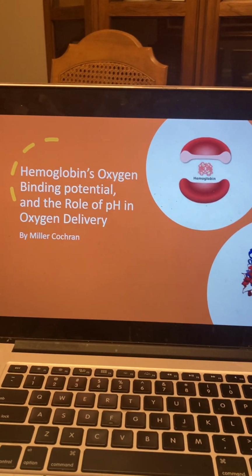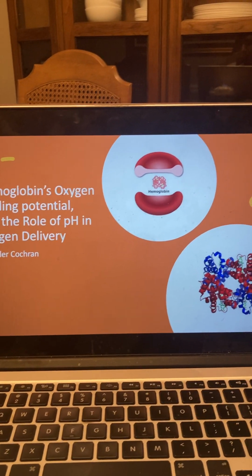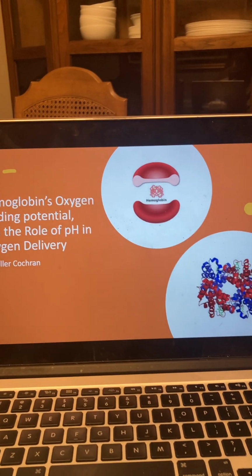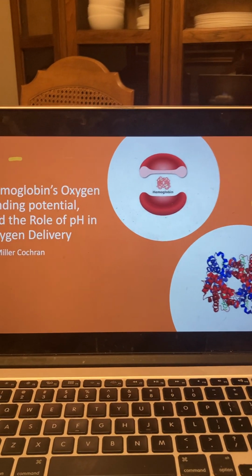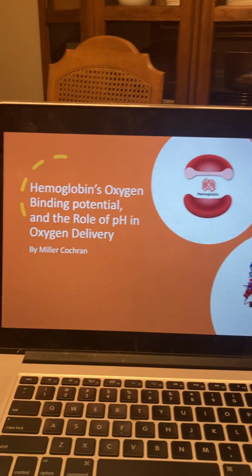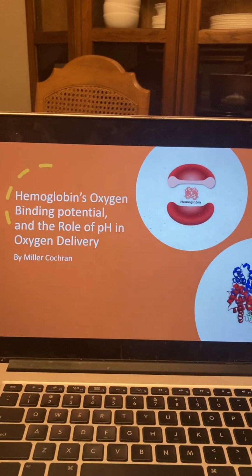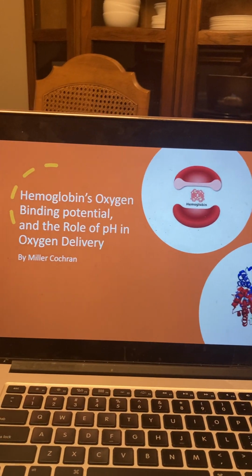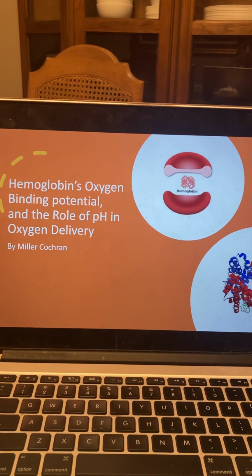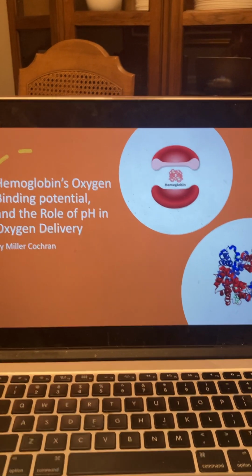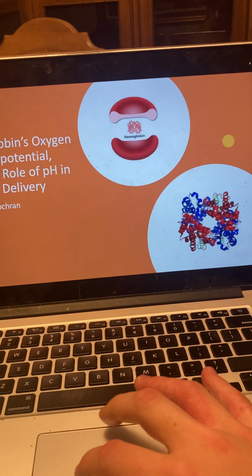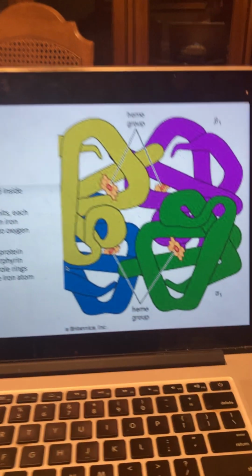Okay, today guys, I'm going to be explaining hemoglobin's oxygen binding potential and the role pH plays in oxygen delivery. This is the molecule that goes through your body and basically picks up the oxygen in the lungs, and it's going to drop it off in the capillaries and the rest of the body. I'm going to show how it does that.